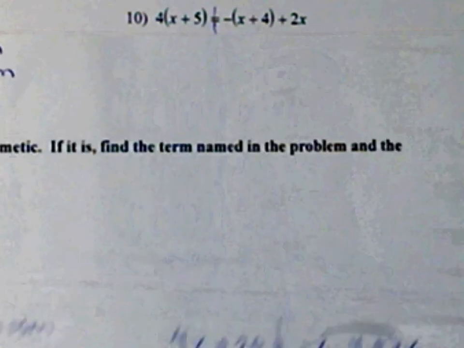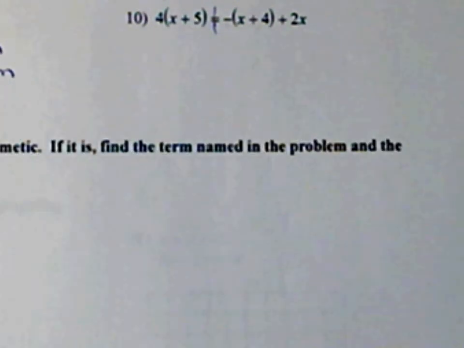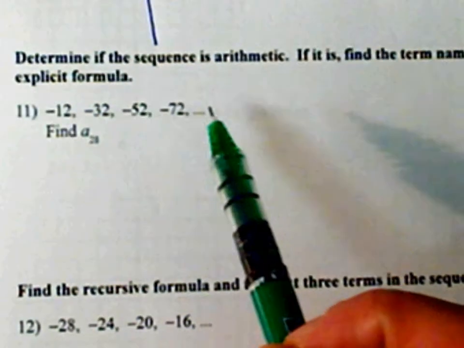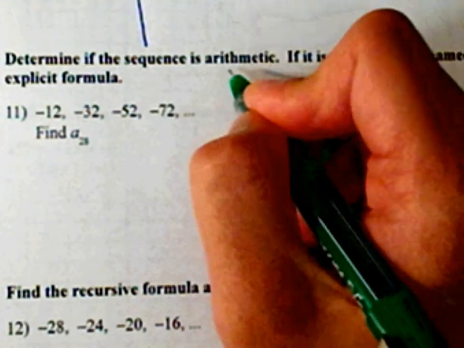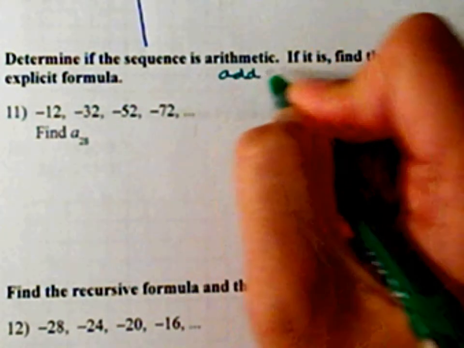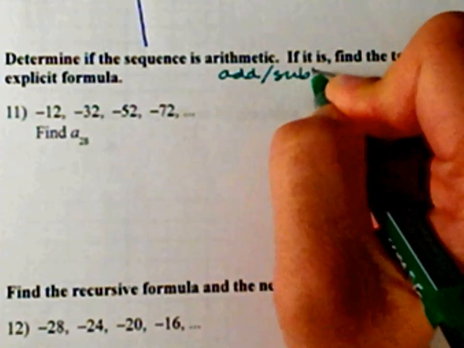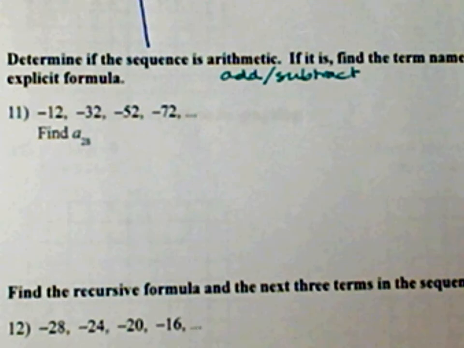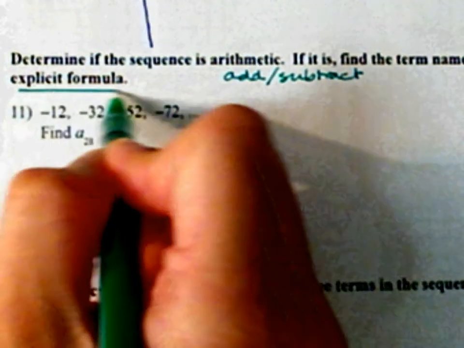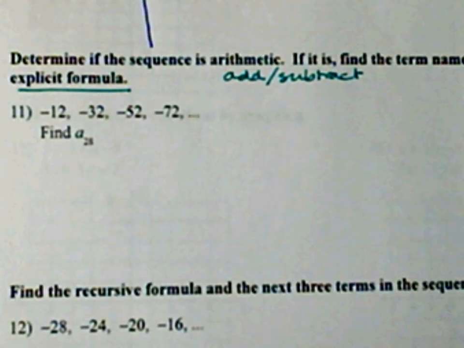Let's go to number 11. Arithmetic sequence on explicit and recursive. Now let's read the question first. On number 11 it says, determine if the sequence is arithmetic. That means you add and subtract, okay? It's constant. If it is, find the term name in the problem and the explicit formula. You will need a calculator to help you.